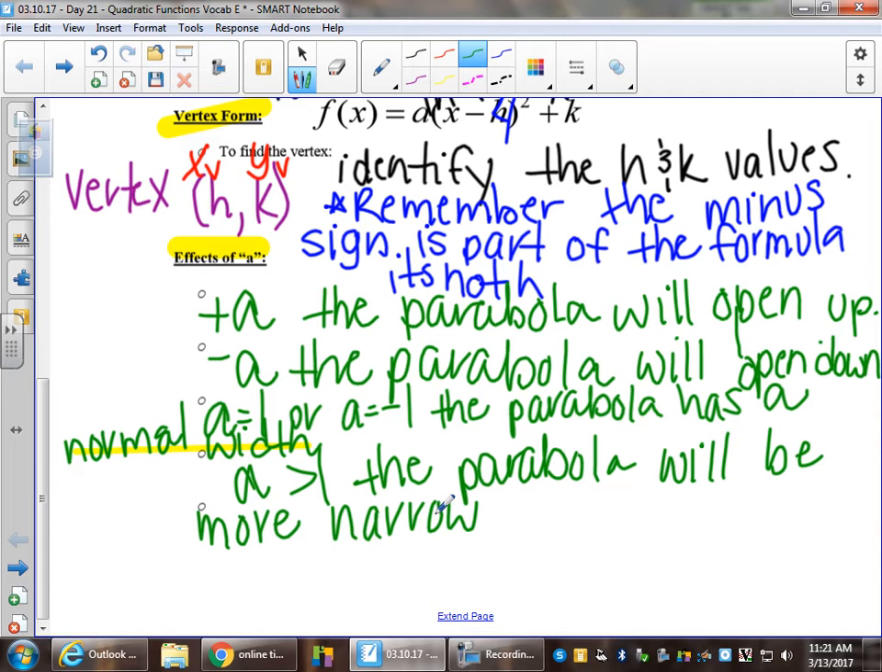So, some examples. 2 is greater than 1. 3 is greater than 1. 6 is greater than 1. Negative 8 is also an example. Negative 13 is also an example. When you're looking at if a is greater than 1, completely ignore the sign. So even if they give a negative 10, you only look at it as 10.